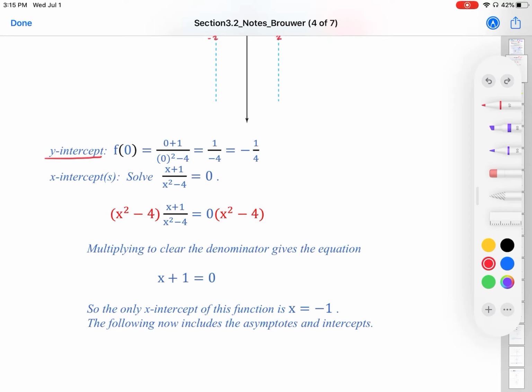So we're left with 1 over negative 4, which is negative 1/4. So this is the point 0, comma, negative 4. Now we have an x-intercept. So for that, we set our equation equal to 0.